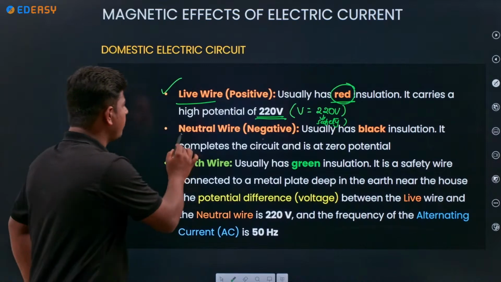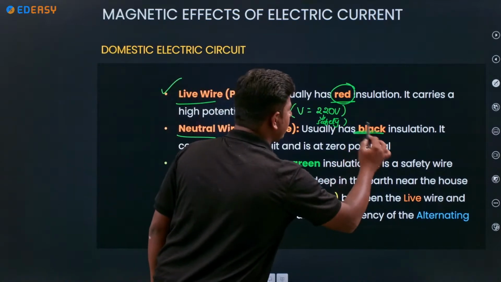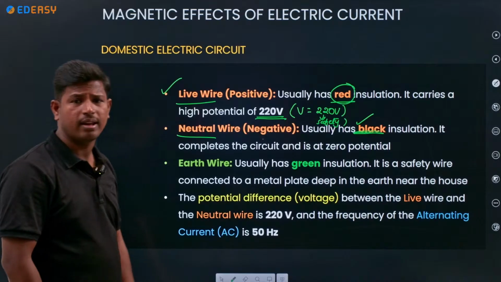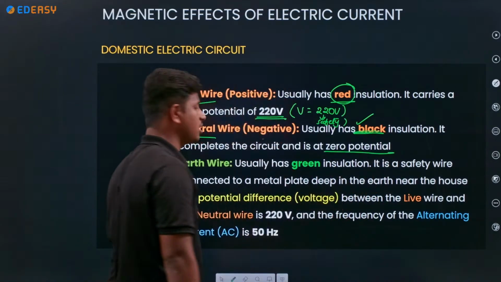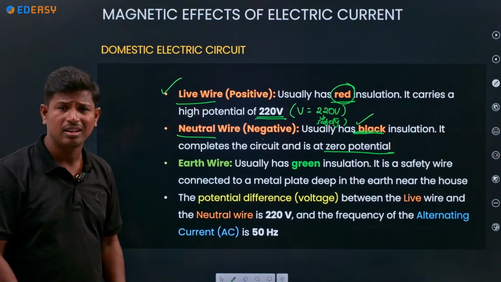Okay, neutral wire. What is the color? Black color. And what is the potential it has? Zero potential. Neutral means nothing is present.